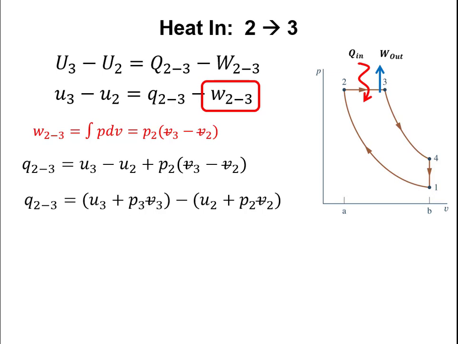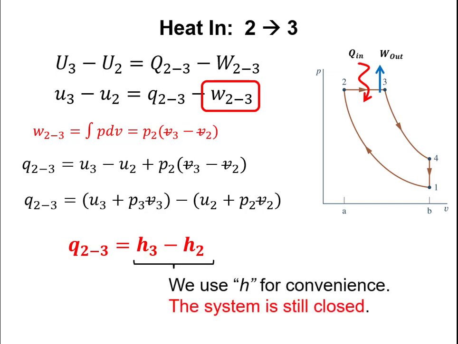Now, you may remember from thermodynamics that u plus PV is the definition of enthalpy, or specific enthalpy. So here we can see that Q from 2 to 3 is going to be equal to h3 minus h2. We're used to only seeing enthalpy terms when we have an open system, but in this case we see them with a closed system because we have a constant pressure heat addition.